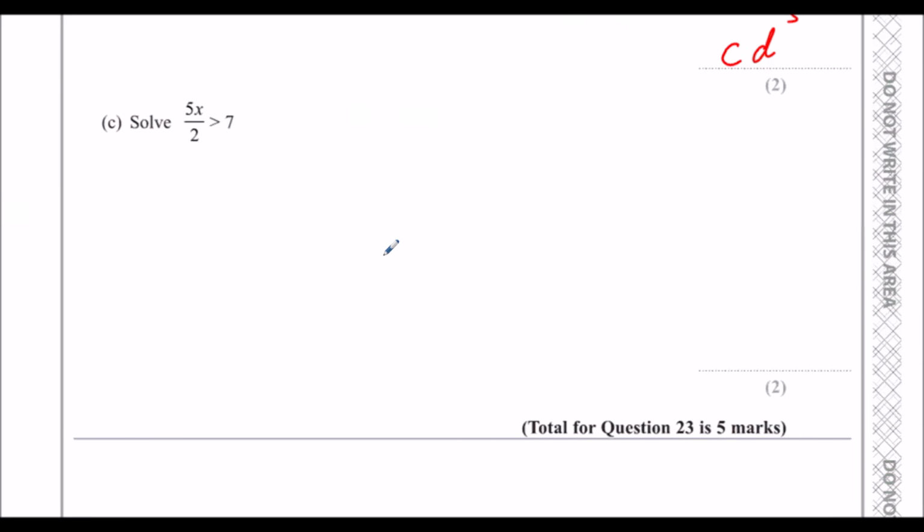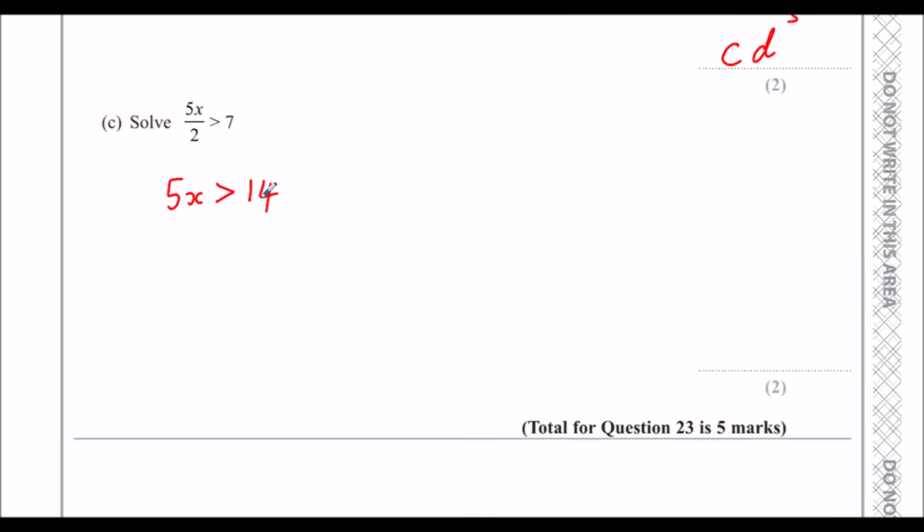Part C, solve. 5x over 2 is bigger than 7. So we've got an inequality sign instead of an equal sign, but we're still solving. It's still the same as solving with an equal sign. Whatever we do to one side, we do the same to the other side. So we're going to get rid of the divide by 2 first, and we can get rid of that by multiplying both sides by 2. So double both sides. That gives us 5x is bigger than 14.